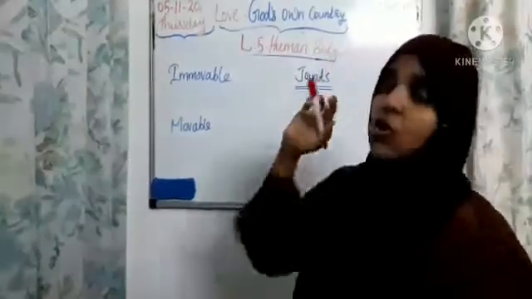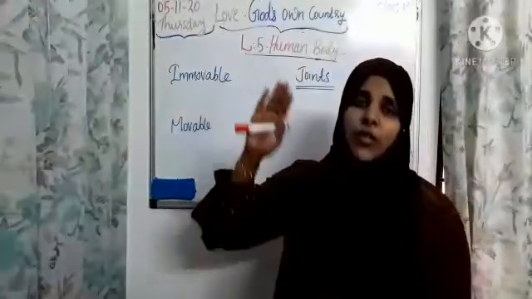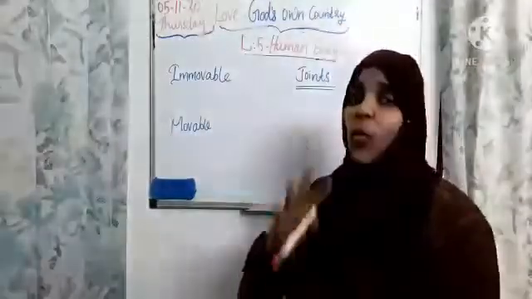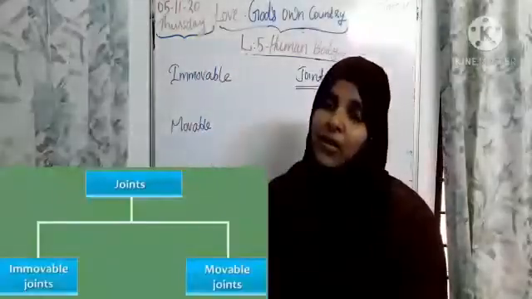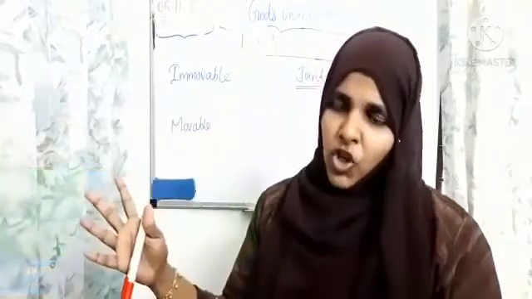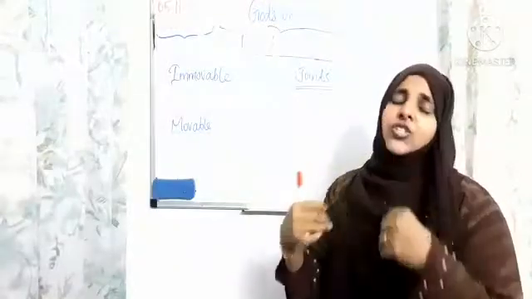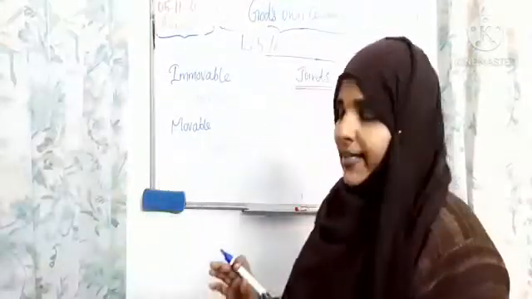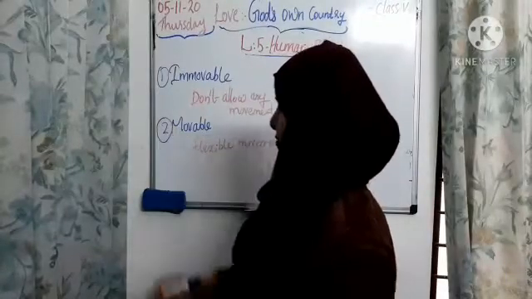We have two types of joints. What are they? Movable and immovable joints. The word itself, movable, it can easily move, right? But what is immovable? It is not flexible. It cannot move. That is an immovable joint. It is a place where two bones are linked together. That we call a joint. So joints are of two types. What are they? Immovable joint and movable joint.